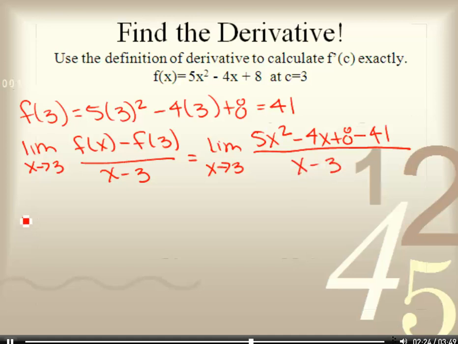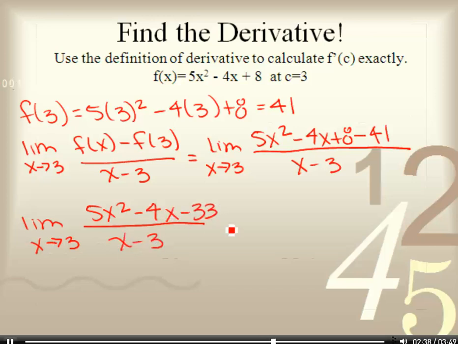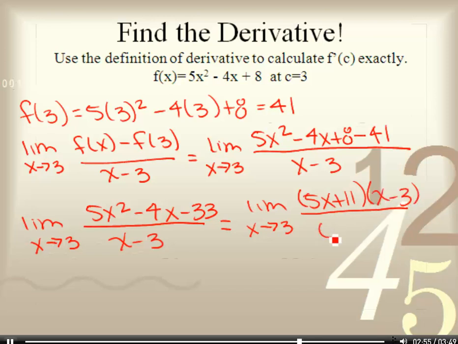Let's simplify this. The limit as x approaches 3 of 5x squared minus 4x minus 33 over x minus 3. Now we have to remember our factoring. The limit as x approaches 3, factoring the top, we can factor that into 5x plus 11 times x minus 3, all over x minus 3.